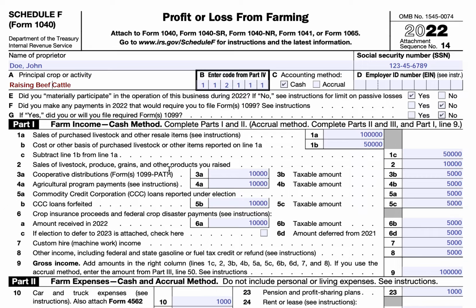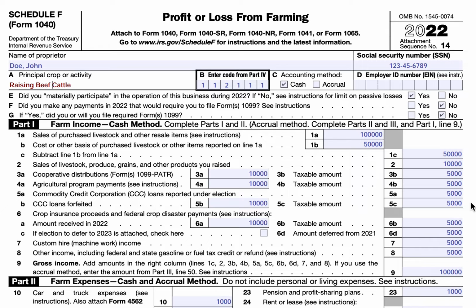Conversely, under the accrual method, the taxpayer earns income or pays expenses in the year that they're accrued. So let's walk through an example. If John Doe did $10,000 worth of work in December of 2022 on another farm, and this was reported as, let's just say, other income in line 8.